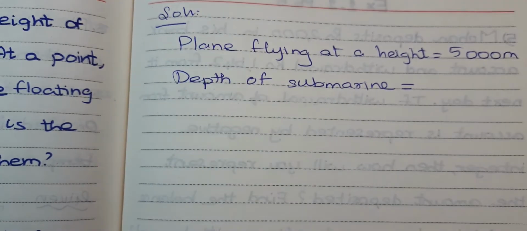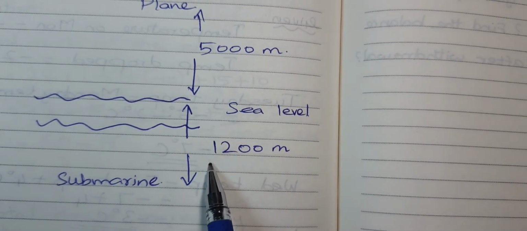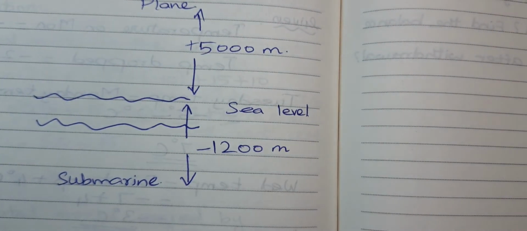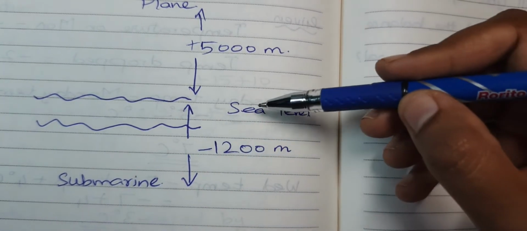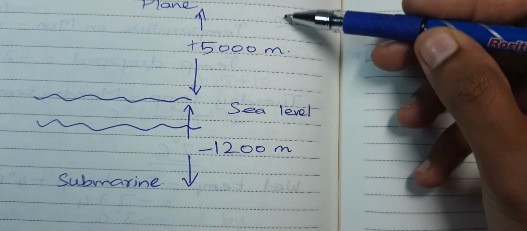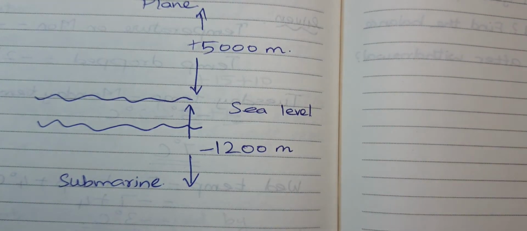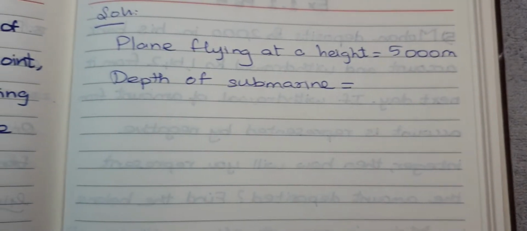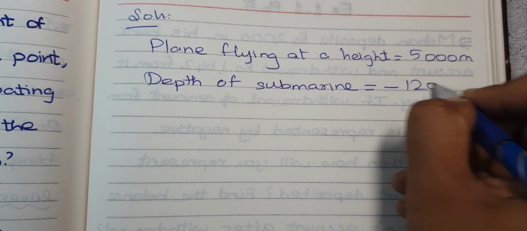Depth of submarine means it is underwater. So it is underwater. So this will be a positive integer and this a negative integer. Consider this as the 0 level and from 0, 1, 2, 3 it will go as positive integers. This is minus 1, minus 2, minus 3, it will go as negative integers. So you have to mention it as minus 1200 meter.